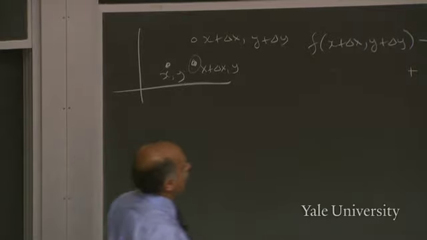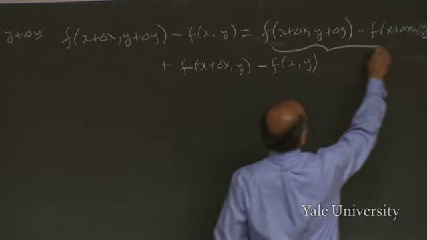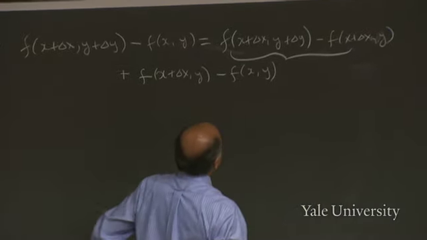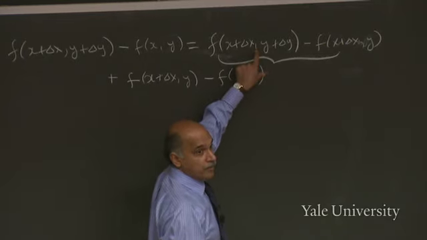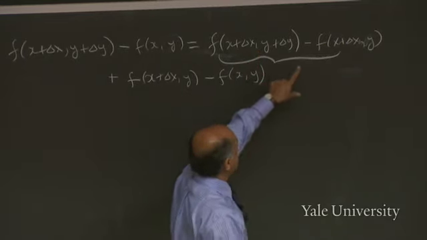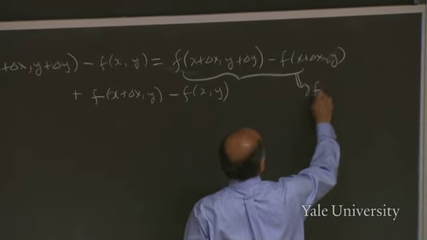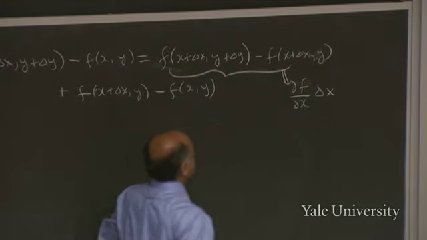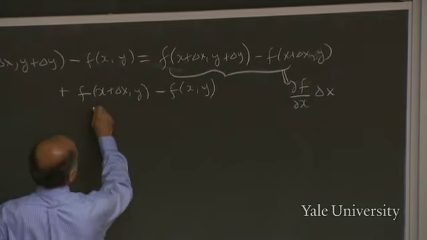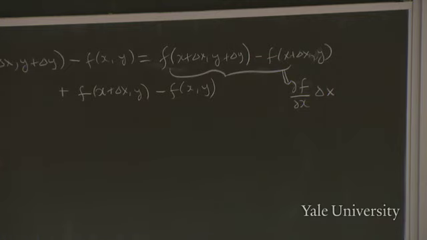But I write it this way because I look at the first entity here. It looks like I'm just changing y. I'm not changing x. You agree? So what will this be? This is going to be the rate of change of the function with respect to x times delta x. And this, I'm sorry, I got it wrong, with respect to y times delta y.